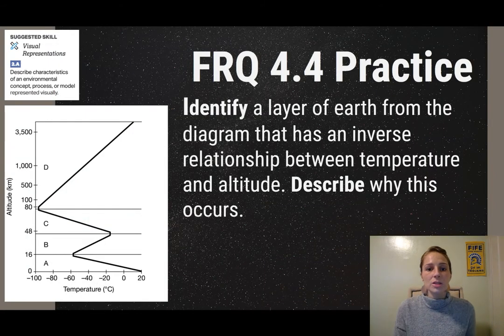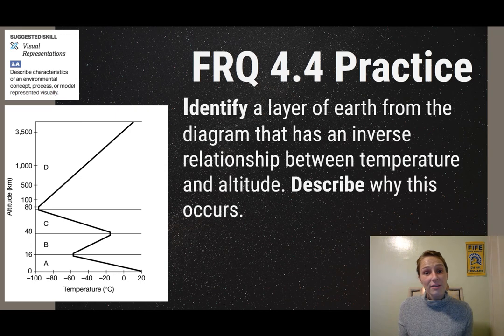So this is going to be your practice FRQ 4.4. And what I want you to do is practice the suggested skill of describing characteristics of an environmental concept or model represented visually. So you're going to look at this graph here, make sure that you pay attention to the axes and where it's cold temperatures versus warmer temperatures. And I want you to identify a layer of Earth from the diagram that has an inverse relationship between temperature and altitude. And then I want you to describe why this occurs.